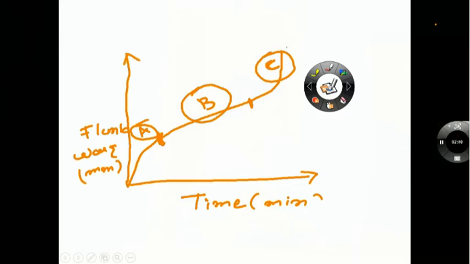So in short, this region C is the rapid wear region, B is the normal wear region where the rate of wear is normal, and A is considered as an initial wear region.